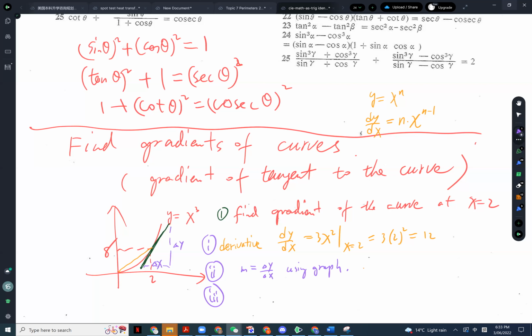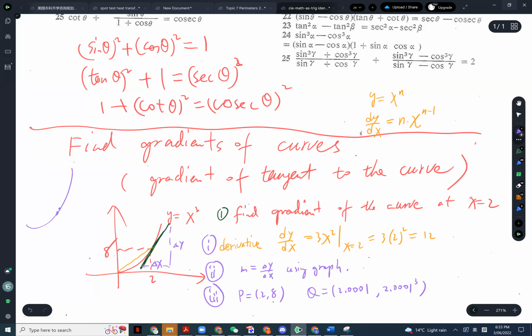What's method 3? We choose 2 points on the curve. Yes, Jesse still remembers. We have 1 point, (2, 8). You choose a point on the curve very close to P, like here. If you connect these 2 points, it is almost the same as the gradient of the tangent. So in this case, what's the gradient of PQ?